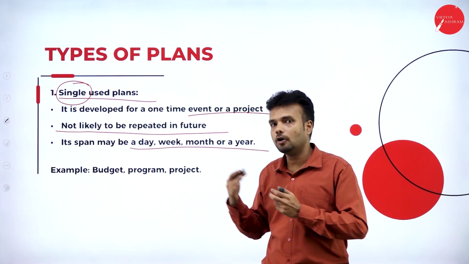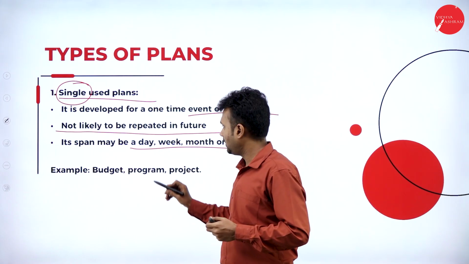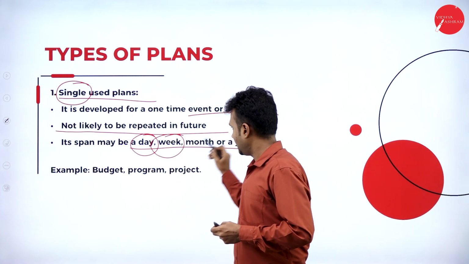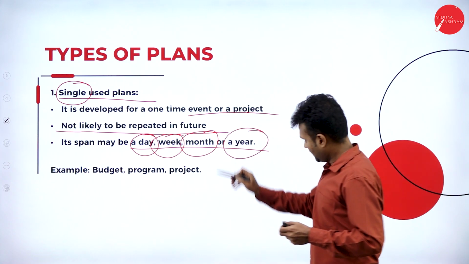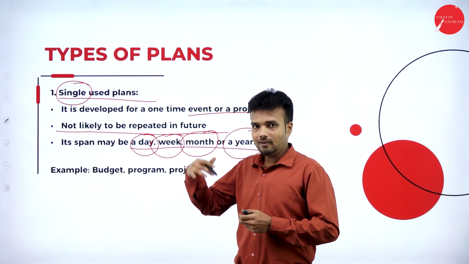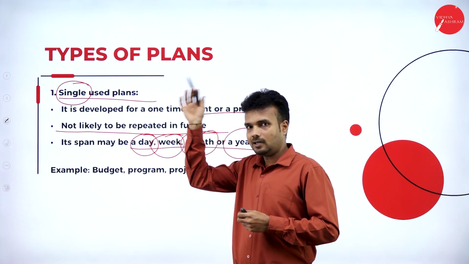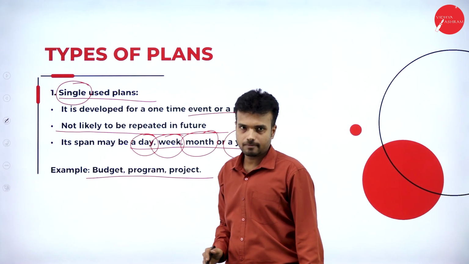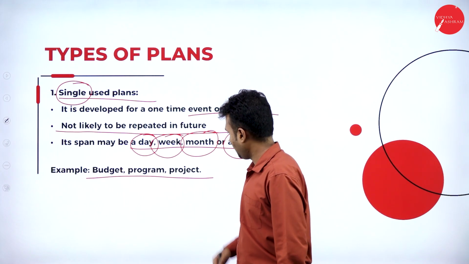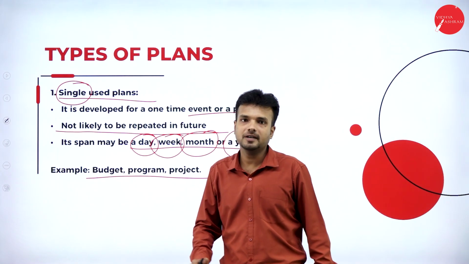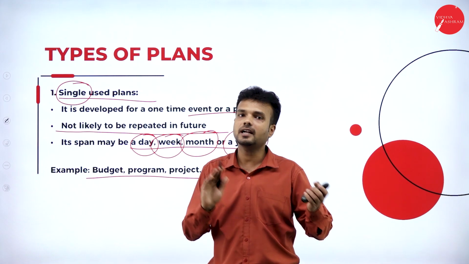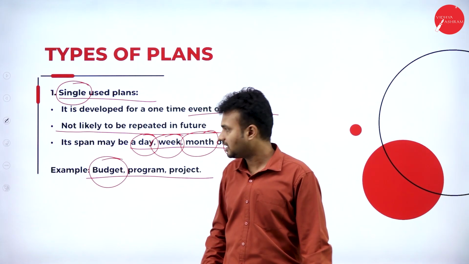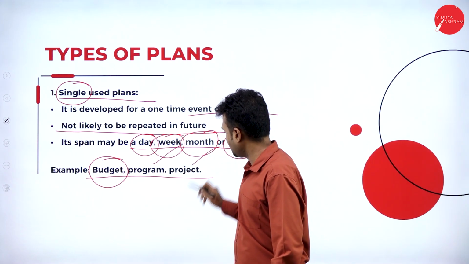The span of the plan may be a single day for an event, a project for a week, a project for a month or a project for a year. We are supposed to execute the plan only once. These are the examples of the single use plan: budget, program or project. When it comes to budget, we are supposed to fix the budget before starting the program or the project.